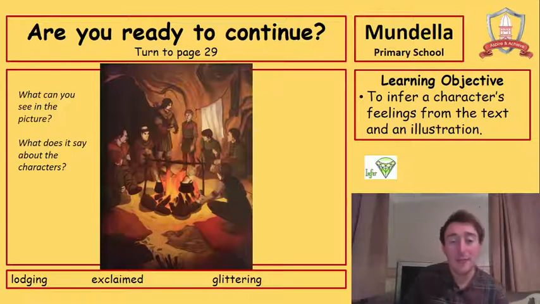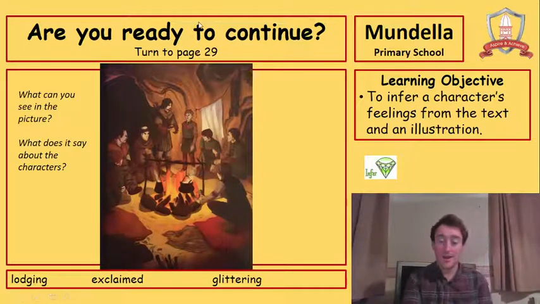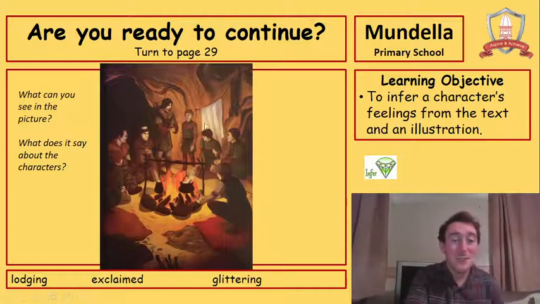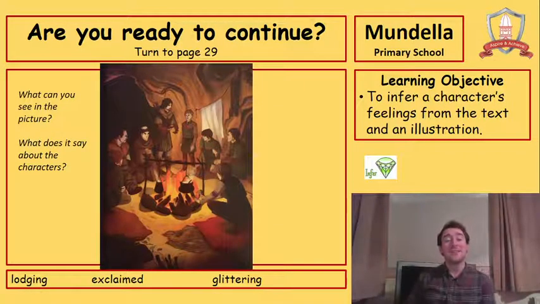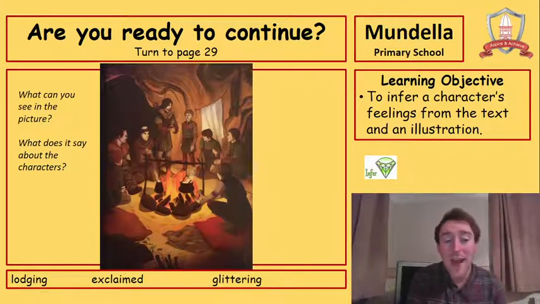Okay, and here is the picture of the campfire. Look, what can you see in the picture? So that picture goes with the page that we've just read. And what does that picture say about the characters? See if you can write a sentence about what that illustration shows about the characters and the new character that we've just been introduced to.